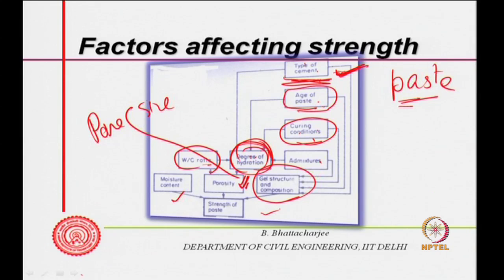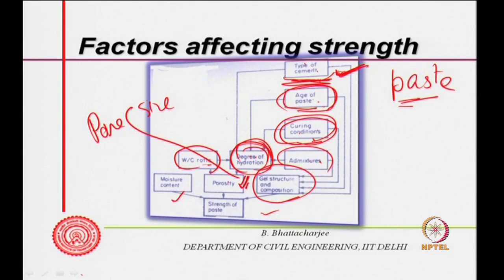So, the moisture condition is also important. So, strength of the paste, therefore, is governed by type of cement, age, curing condition and admixtures. Of course, the strength is governed by porosity and pore sizes, which is governed by type of cement, age, curing condition, and any admixtures that you are adding. Degree of hydration is controlled by all of them, and they control the porosity.